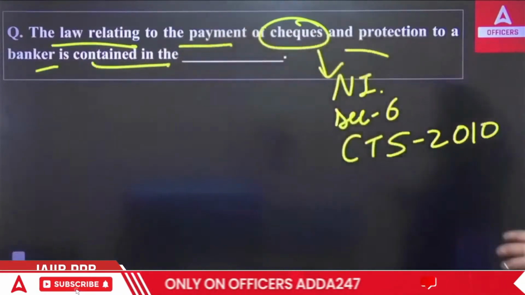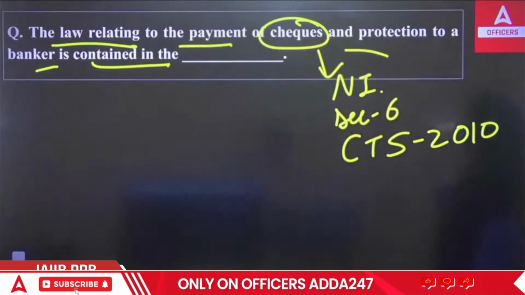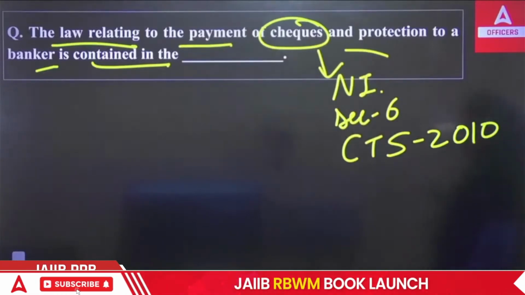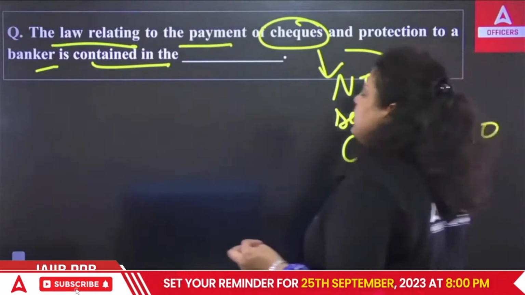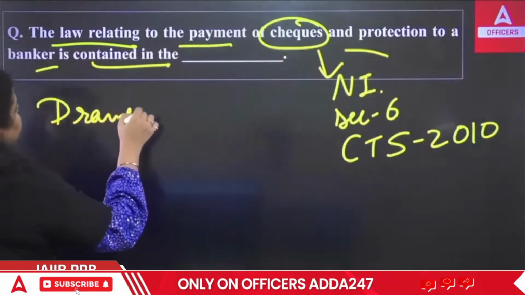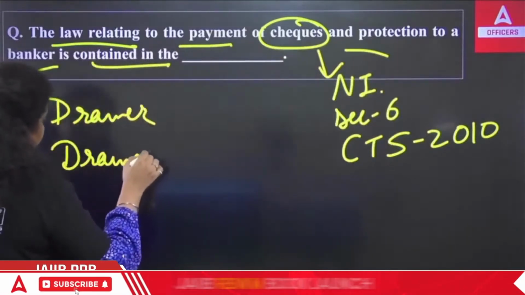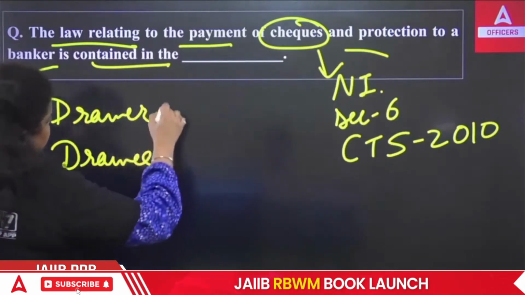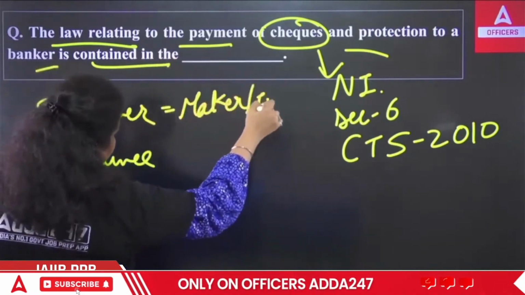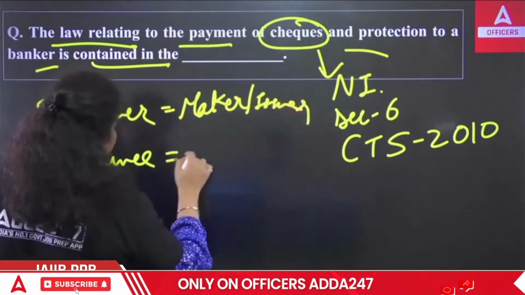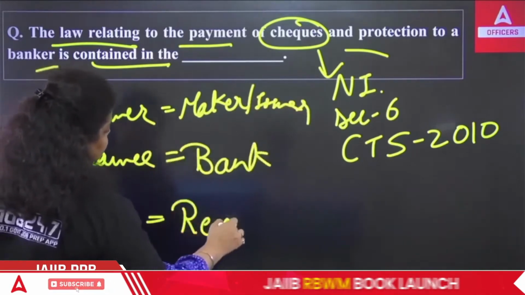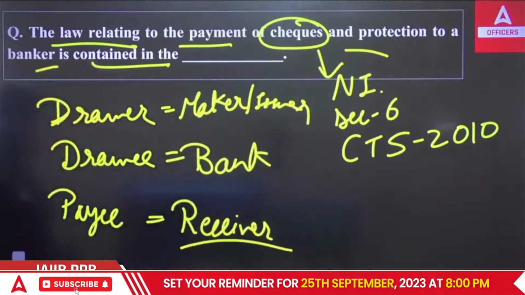But now we do not have to physically transfer the check; only a single electronic image of a check will work and you will be able to get the payment of the check. Okay, and there are three parties in the check. The first one, we have a drawer. Second, we have a drawee. And third, we have a payee. Drawer means the person who is making the check, the maker or issuer. Drawee means always a bank, the bank who is going to give you the funding. And payee means always the receiver who is receiving the money of a check. These are the three parties.